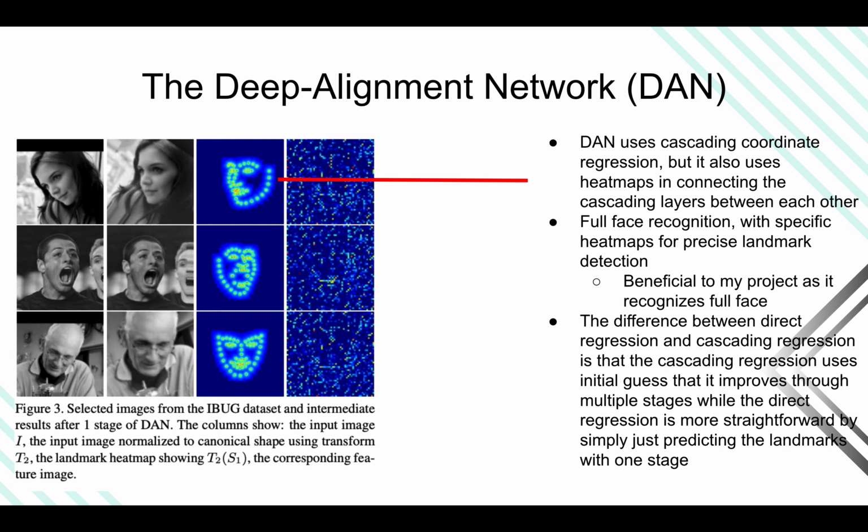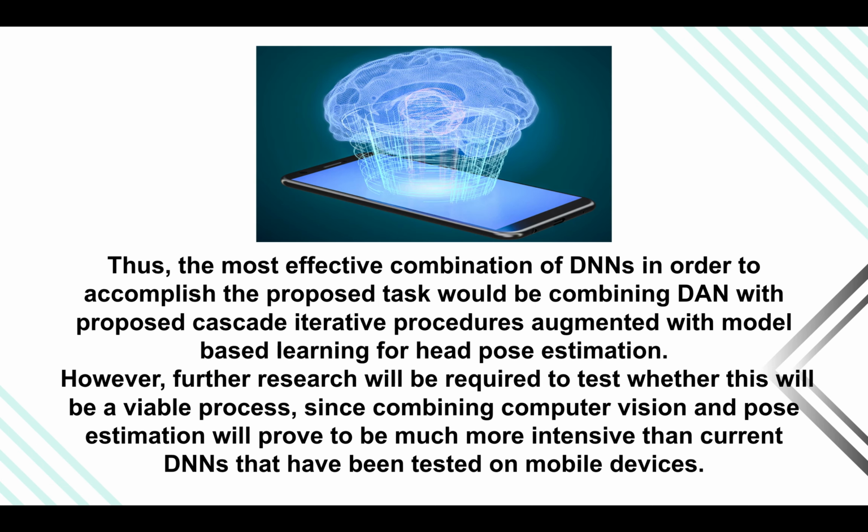So the difference between direct regression and cascading regression, as this network shows, is that cascading regression uses initial guesses and then improves that through multiple stages. So it creates a much higher accuracy level, as well as starting off with something that's much easier to implement as well. So the reason that the deep alignment network is so important is because it is the most effective combination of the deep neural network constraints that I have, which include trying to create a model that is significantly less intensive, even if it might sacrifice a slight amount of accuracy, as well as creating a sort of cascading regression model, because that is the only model where you can take the human pose estimation and combine it with landmark detection.